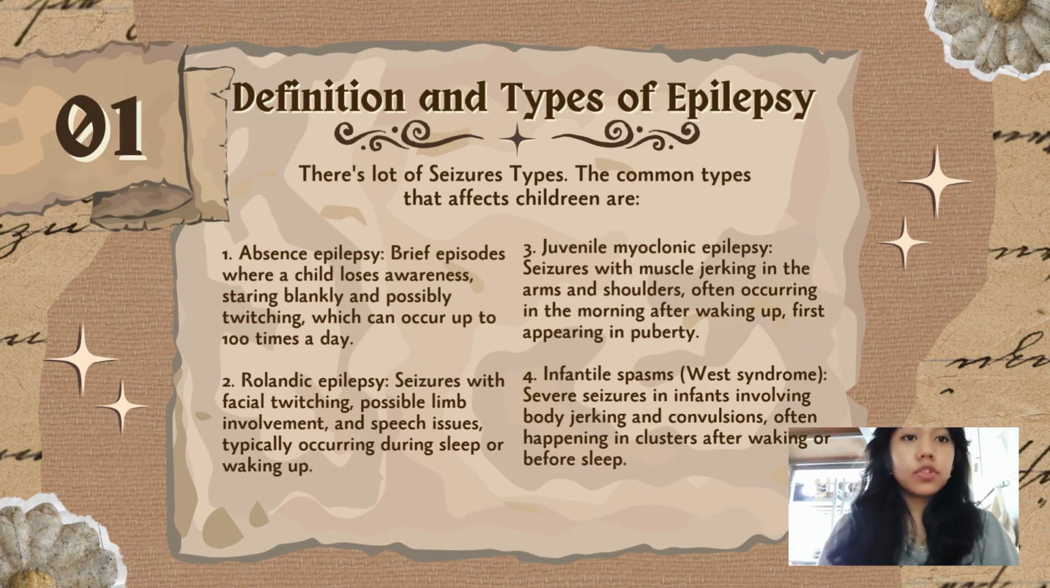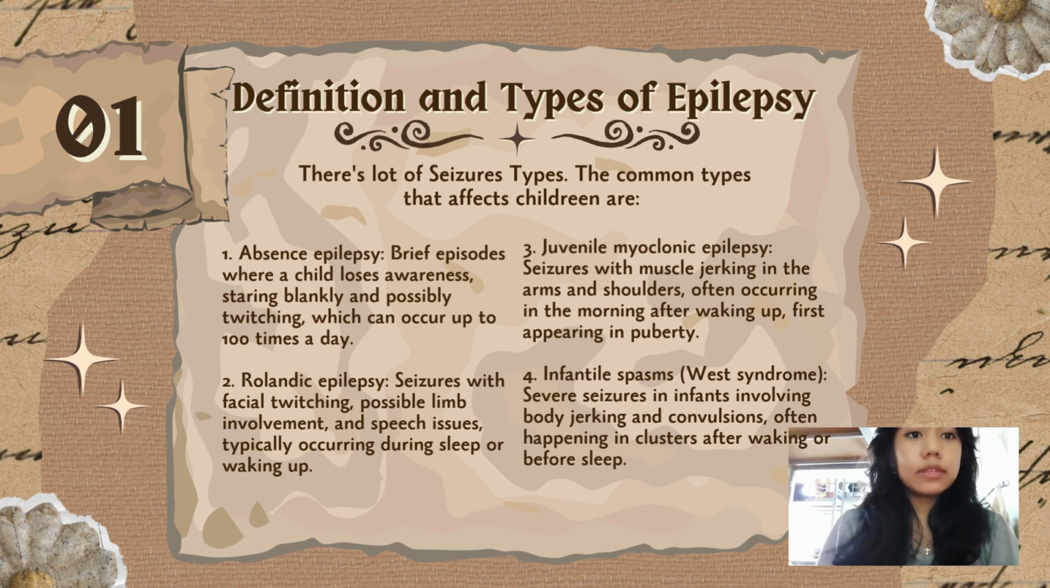We're moving to the types of epilepsy. There are a lot of types of epilepsy, but I will explain the most common in children. First is absence epilepsy. Brief spells during which the child loses awareness for a few seconds and becomes pale, stares into space, and doesn't respond if you talk to them. Their eyes may also twitch and their eyes or head may roll back. These brief absences can occur up to 100 times a day.